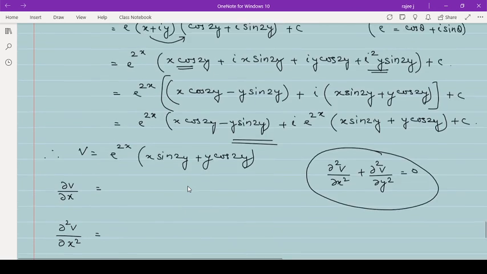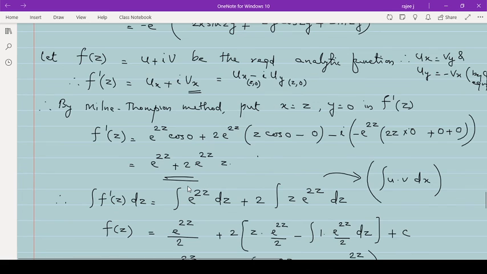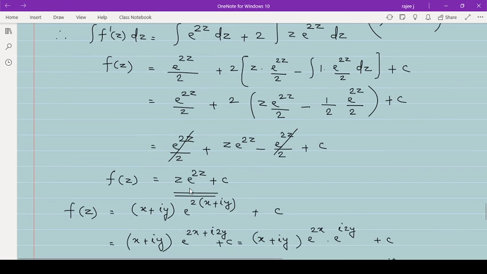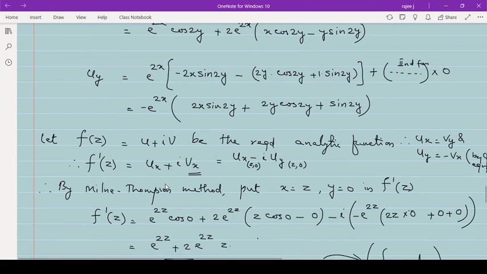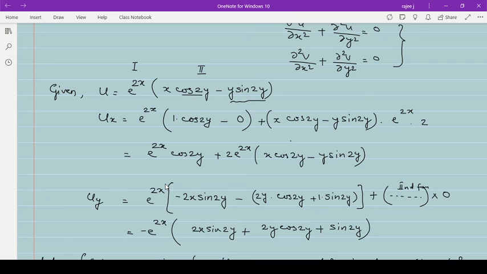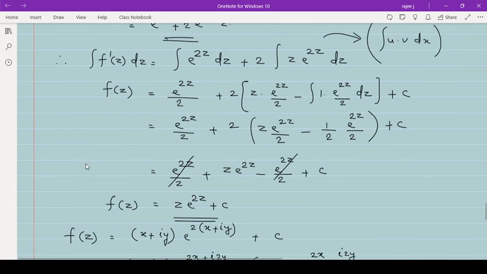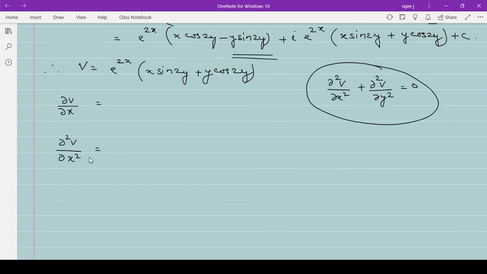Now you may ask, ma'am, from here can we write ux equal to vy and uy equal to minus vx? In this question that is not possible. We know ux is equal to vy, so instead of finding that derivative twice we could use it, but in this question it is not possible, because the question is prove that v is harmonic. So you have to find the derivative and show it.